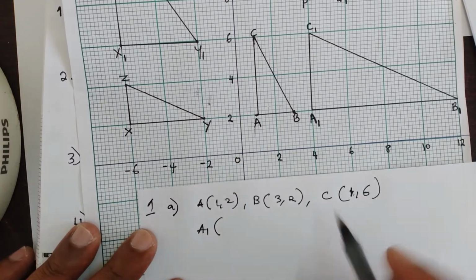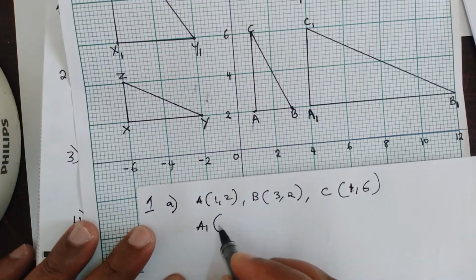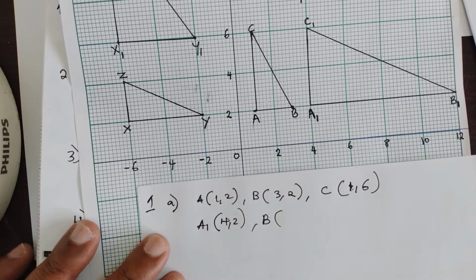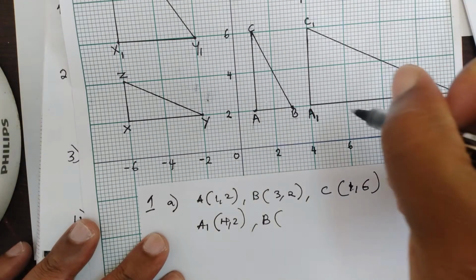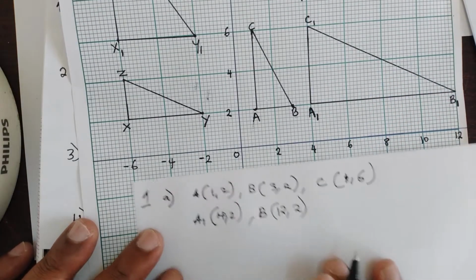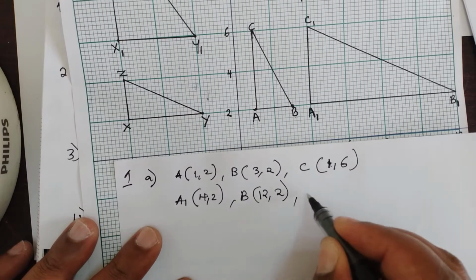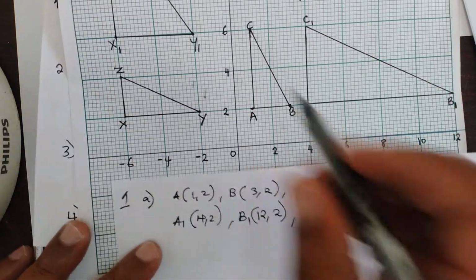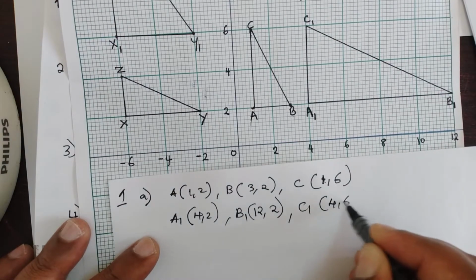What are the coordinates? This is (4, 2). B, what is the image? What are the coordinates? (12, 2). Then this is the B image. C image, what are the coordinates? This is (4, 6).